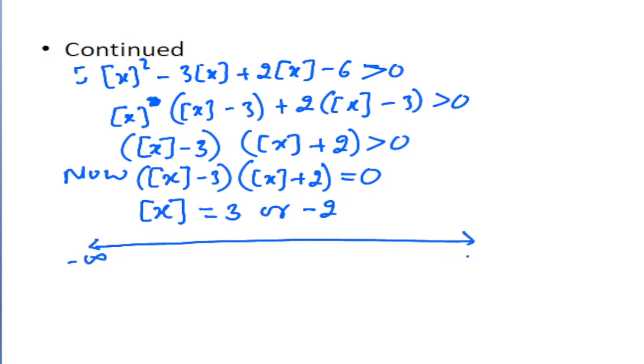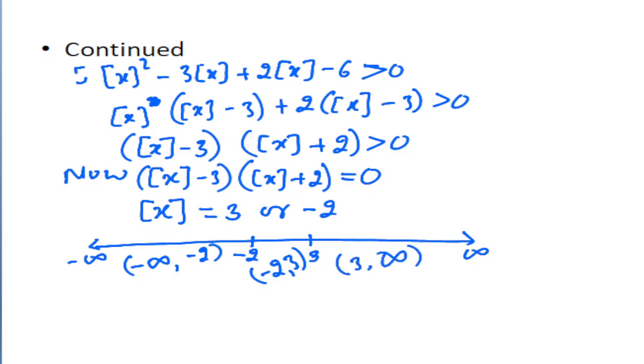Minus infinity to plus infinity, and minus 2, plus 3. Now the intervals are: minus infinity to minus 2, that is the first interval; the next interval is minus 2 to 3; and the next interval is 3 to infinity. To verify which interval is the domain of this function, we have to put any one value from each interval in the inequality we got.